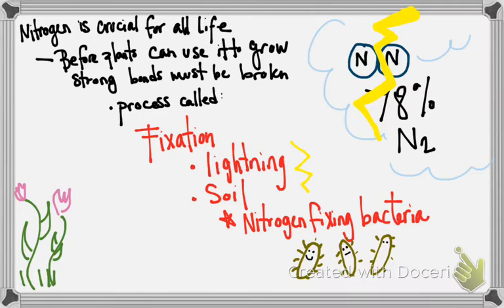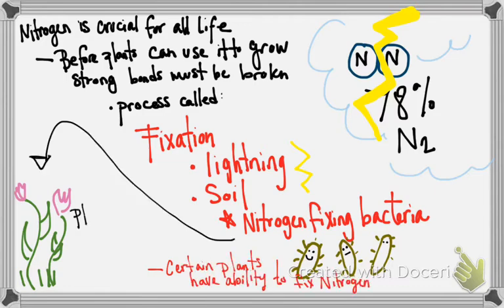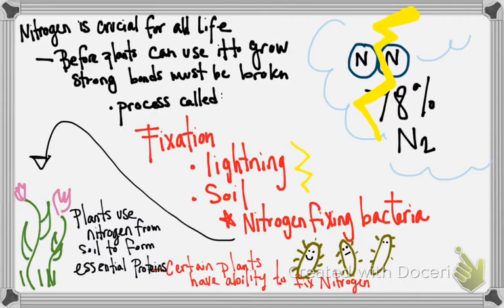Nitrifying bacteria can transform this ammonia into a nitrate, which can now be used by plants. There's also certain kinds of plants that have the ability to fix nitrogen, and we'll talk about those in a little bit. But for the most part, plants are now using this nitrogen from the soil in the form of nitrates to form essential proteins to build their bodies.